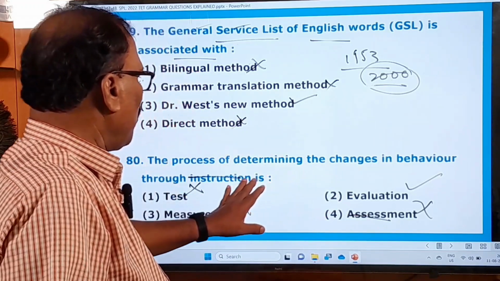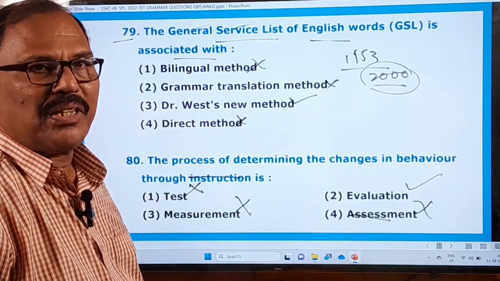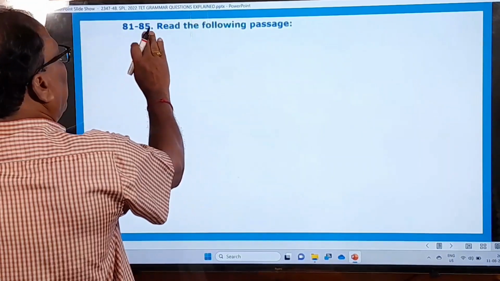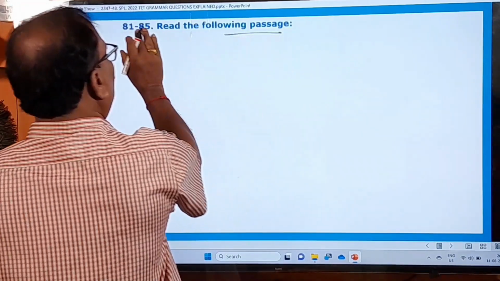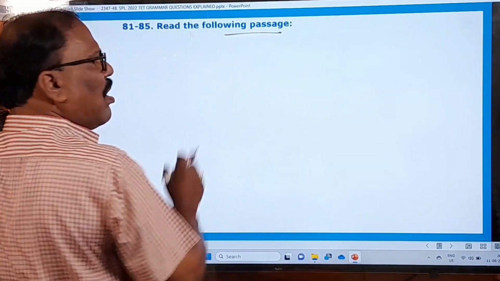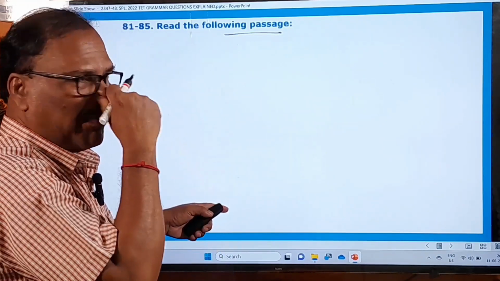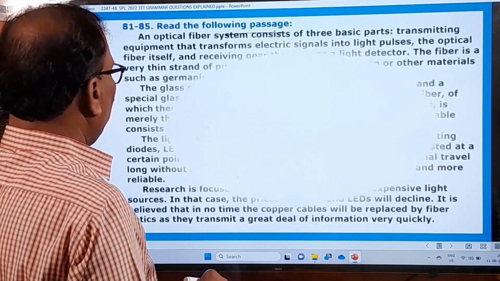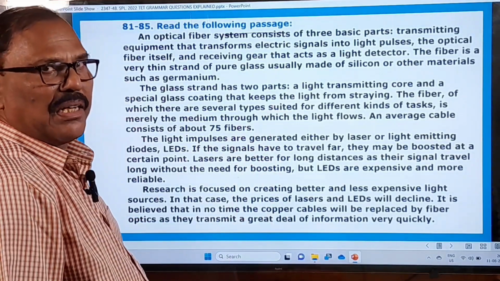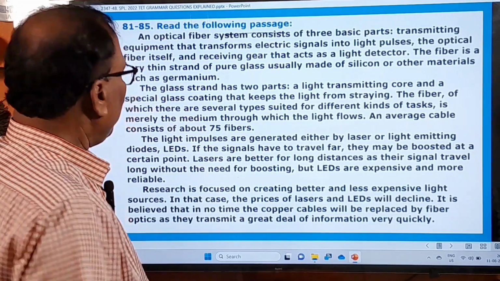As far as my knowledge goes with this question, this evaluation is the correct answer. 81 to 85, what is that? There are 5 questions, and you have to answer those 5 questions after reading the passage given here. Please, now let us read the passage. It's a big passage. I'll give you the meaning of it very briefly. Quickly, let us read it.